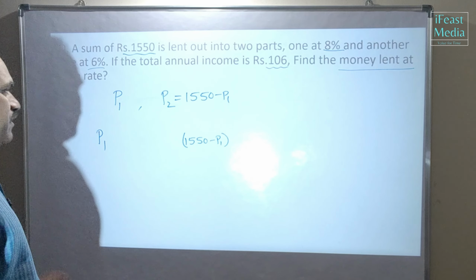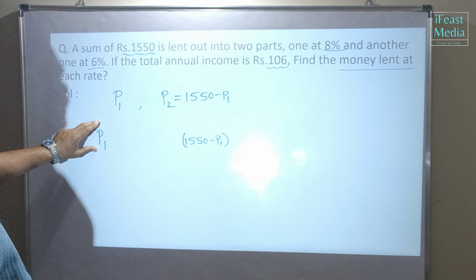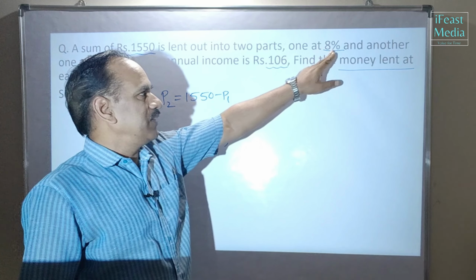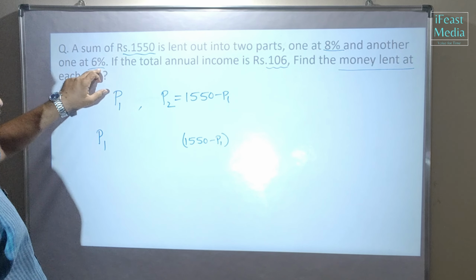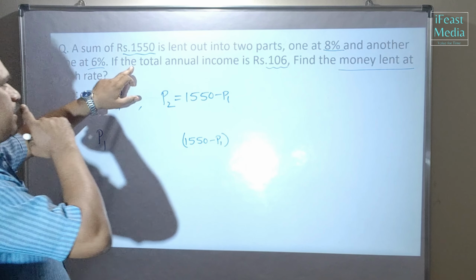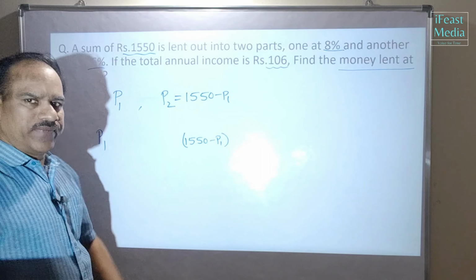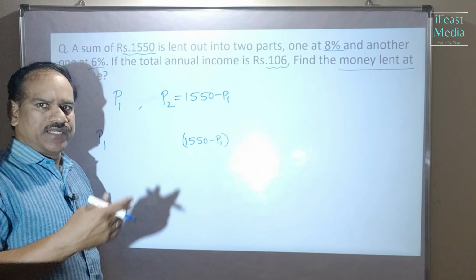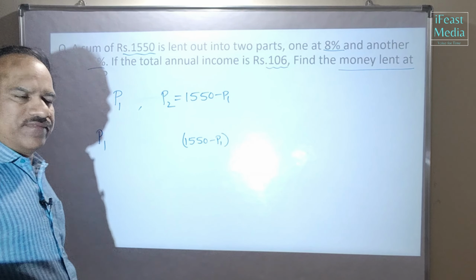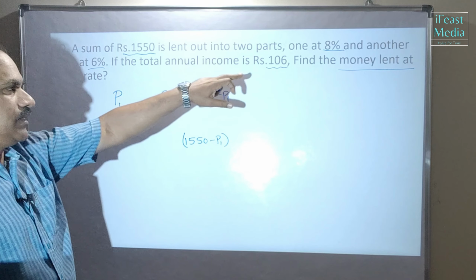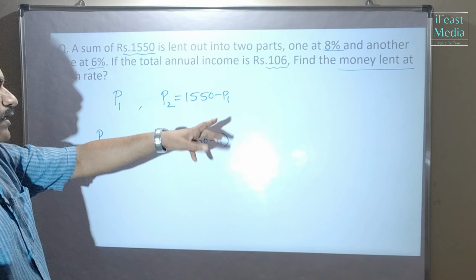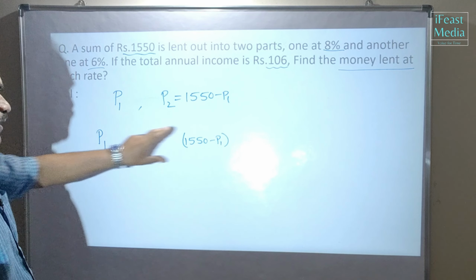Right. Now this part is given at a rate of interest 8%, and this part is given at 6%. So if the total annual income, what do you mean by income? Income is the interest generated on the principal. So income is interest. Total interest means we have to take the sum of the simple interest on this part and this part.